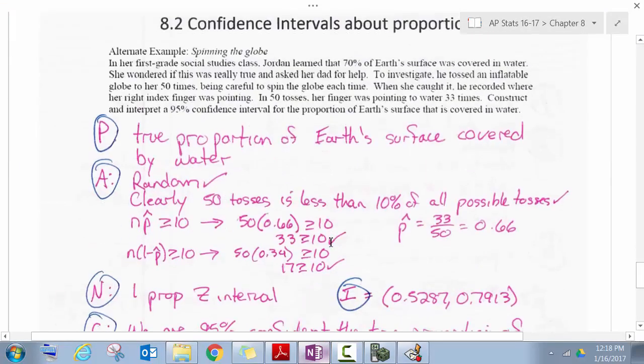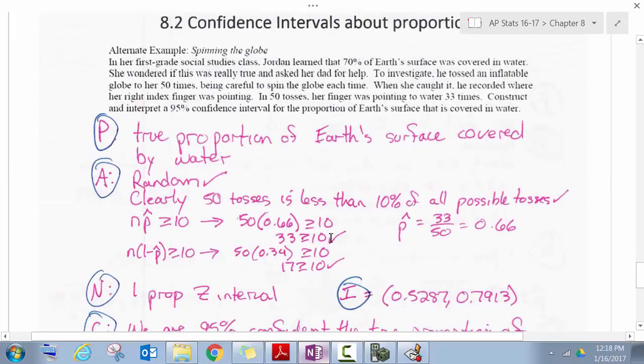Alright, so let's do another problem of both confidence interval and the sample size, but we're going to use the calculator for it. In her first grade social studies class, Jordan learned that 70% of Earth's surface was covered in water. She wondered if this was really true and asked her dad for help. To investigate, he tossed an inflatable globe to her 50 times.